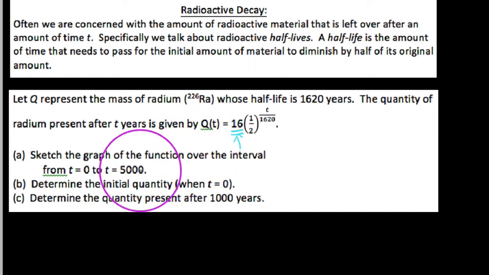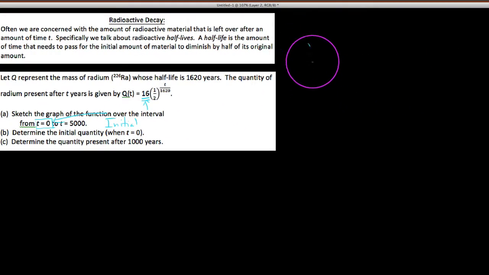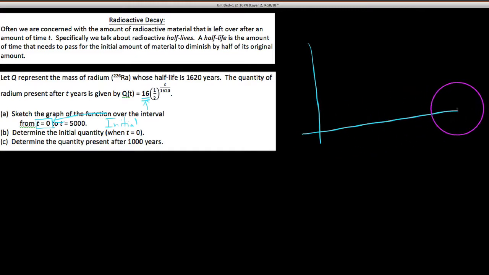What I want to do first of all is sketch the graph of this on the interval from 0 years to 5,000 years. So starting with 0 years, let's go ahead and discuss this. This means my initial time. This is right when I start with my radioactive material. So if we're going to sketch this, we said we want to sketch it over 5,000 years.